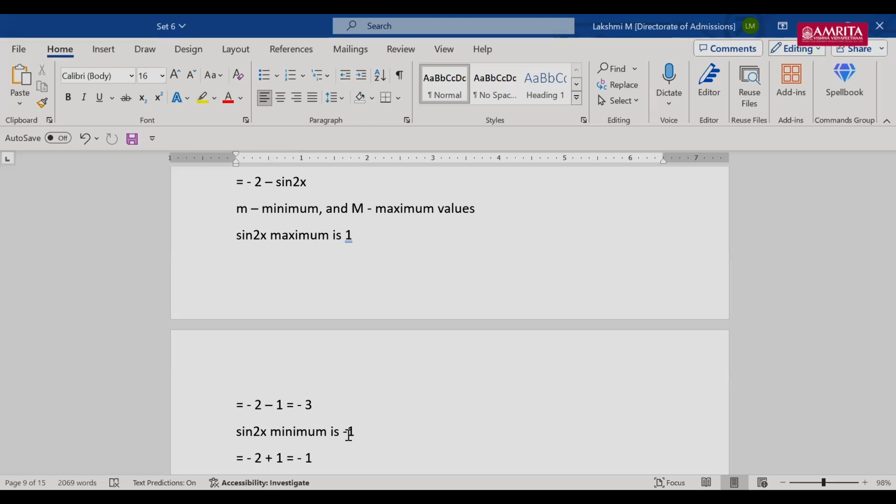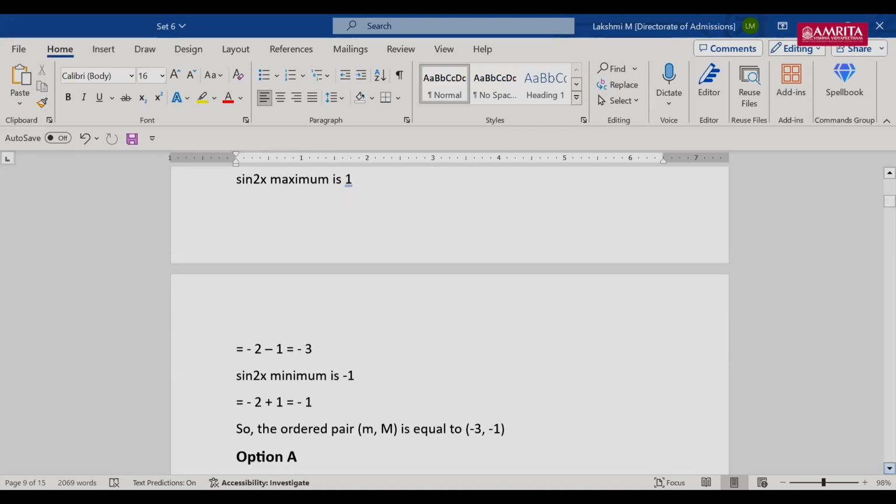So it's minus 2 plus 1. So what it will be? Minus 2 minus minus 1, which will be plus 1. So this is minus 1. So the values are something like minus 3 and minus 1. So it's option A.